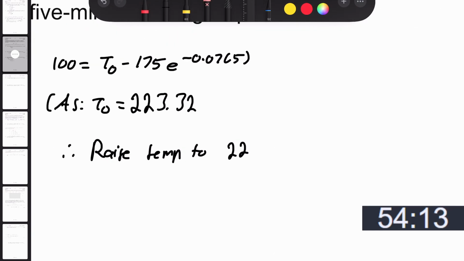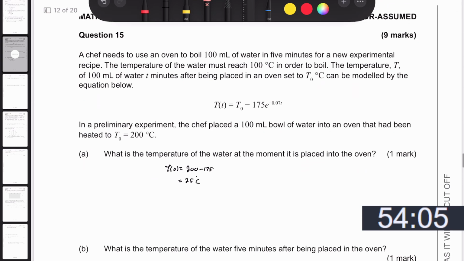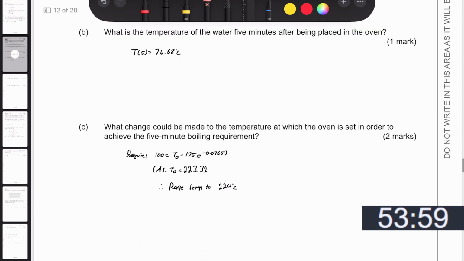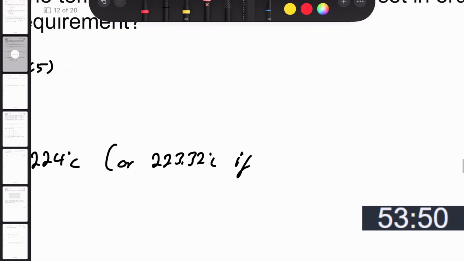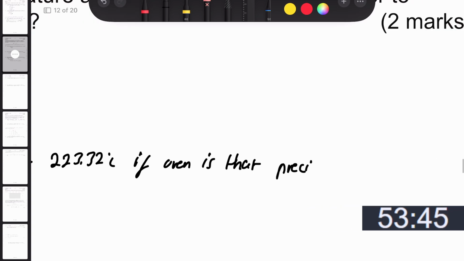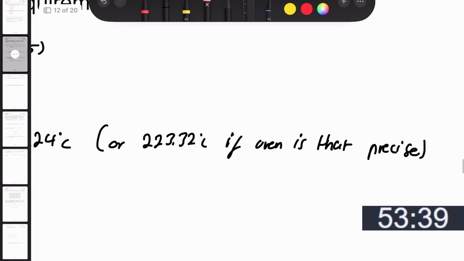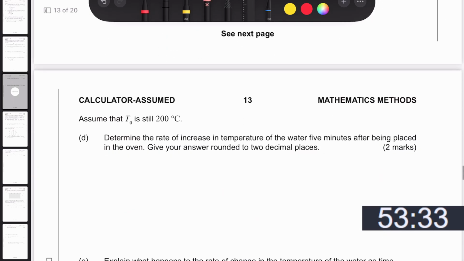Or maybe yeah, I'll say 224 degrees Celsius. Because can you even set ovens to like a single degree? We'll say 223 if the oven is that precise. Actually, I don't know. I'm just gonna stick with the 224. Okay. Assume that it's still 200.